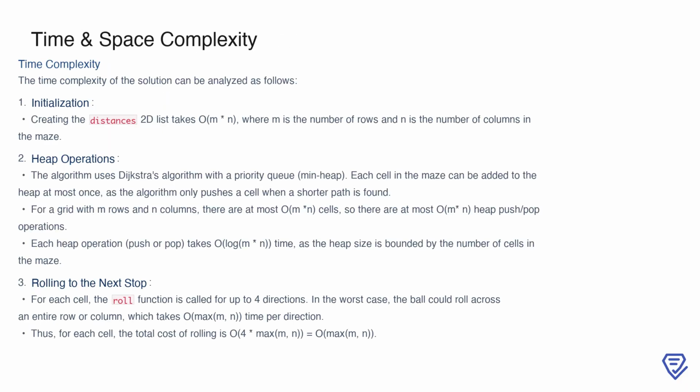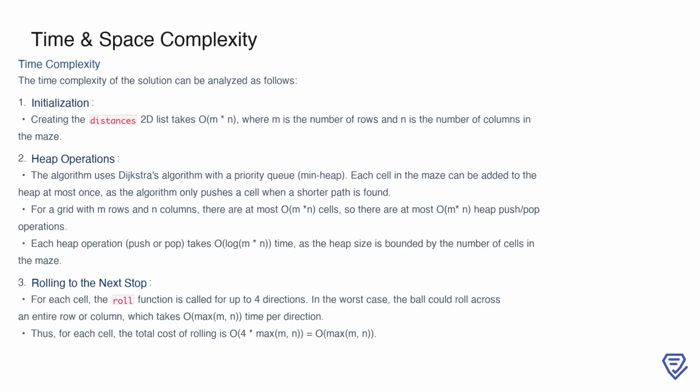To analyze the time complexity of our solution, we start with the initialization step. Here, we create a 2D list called distances to store the shortest distance to each cell, and this requires O(m*n) time, where m is the number of rows and n is the number of columns in the maze. Next, we consider the heap operations used in Dijkstra's algorithm. Each cell in the maze is added to the heap at most once, and since there are m*n cells, the number of heap push and pop operations is also m*n. Each of these heap operations, whether a push or a pop, takes O(log(m*n)) time because the heap size is proportional to the number of cells.